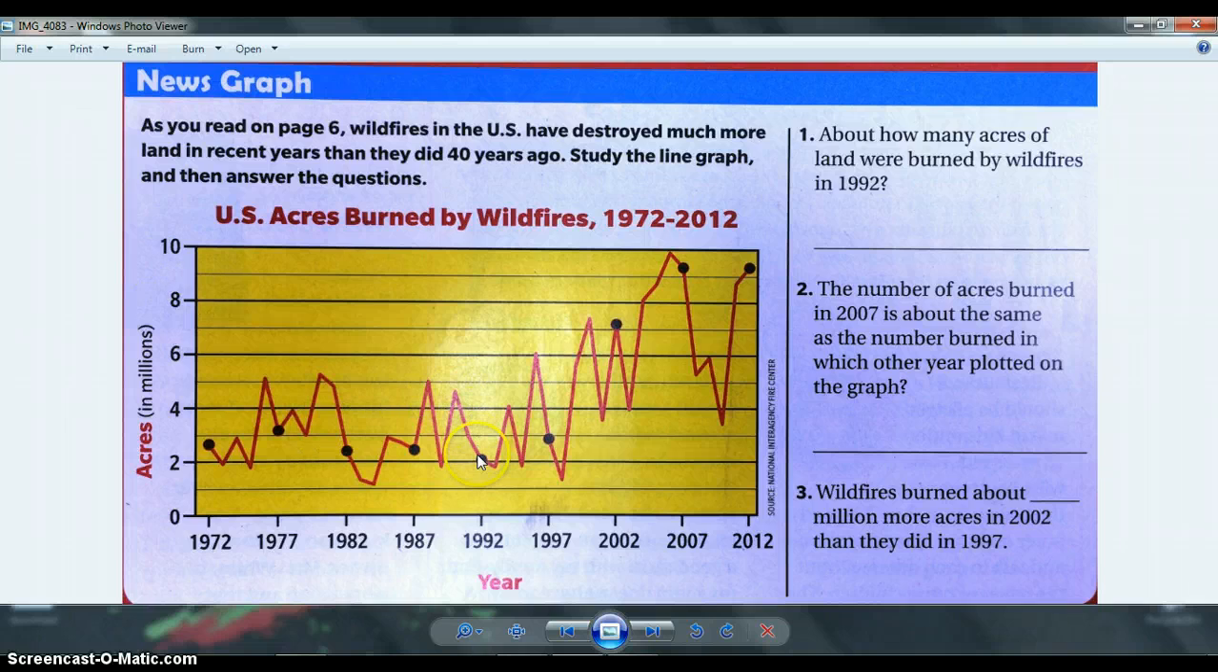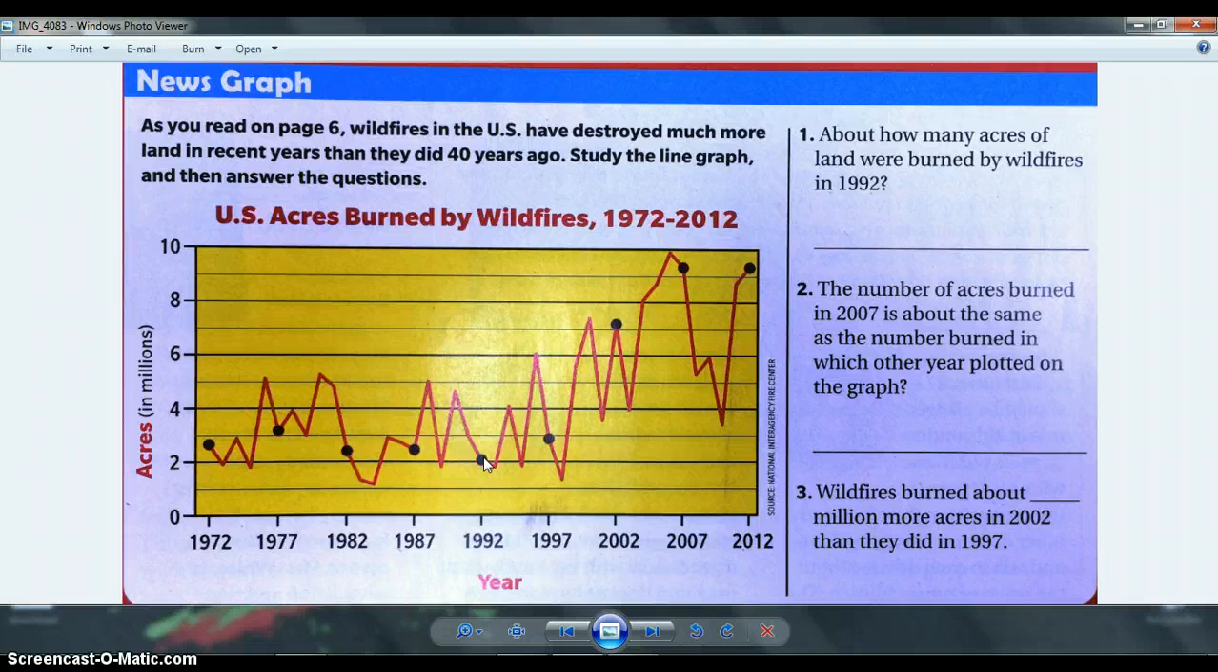So for example, if I come over here and I want to see how many acres were burned in 1992, I simply go up to that dot and I see that this corresponds with this number here. That does not mean that in 1992 only 2 acres were burned by wildfires. It means that 2 million acres were burned by wildfires in 1992.